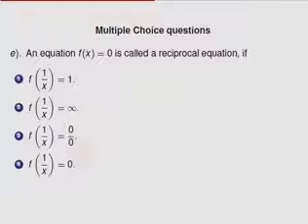Which one? If it is a reciprocal equation, it means if alpha is a root of the given equation, then we can say that 1 by alpha is also a root. So therefore f of 1 by x is also equal to 0. The last one, answer is 4.